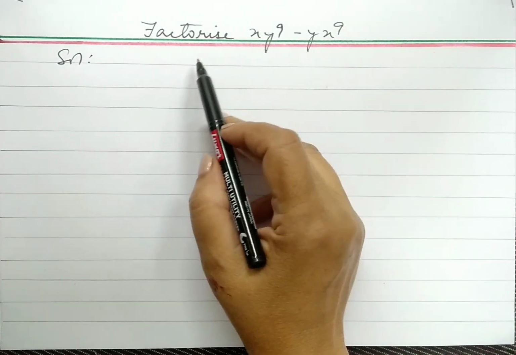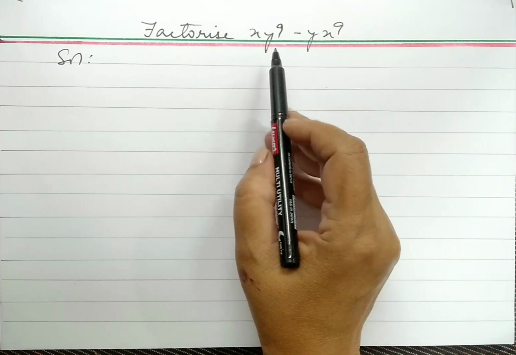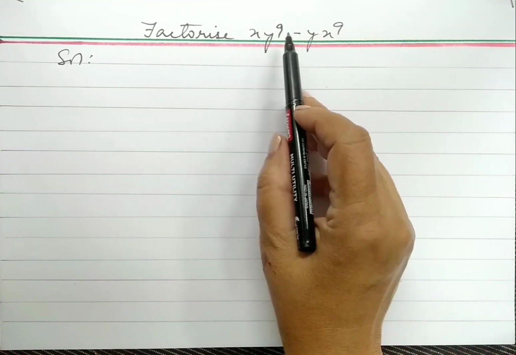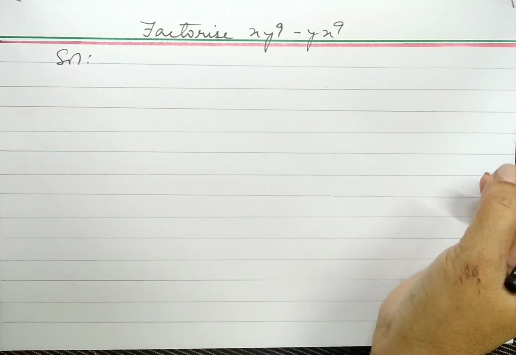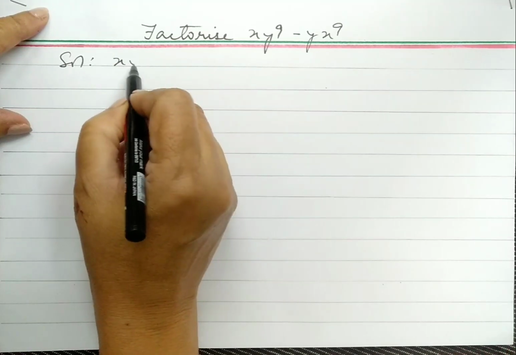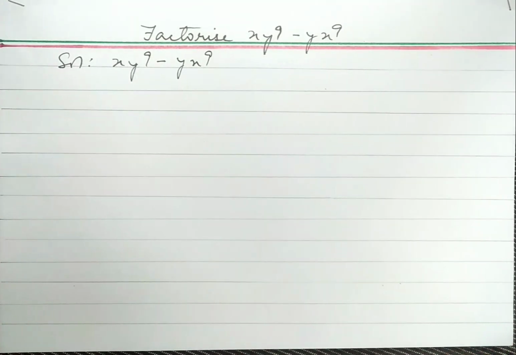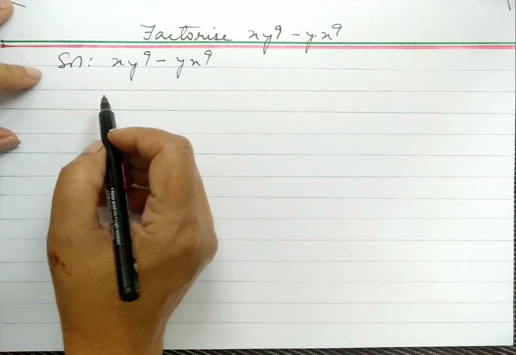Hi kids, so the next question before us is: resolve into factors this expression, x y to the power 9 minus y x to the power 9. How do we go about it? Let's do it. This is really very interesting. It may look a little bizarre, but don't you worry, this will be done easily.